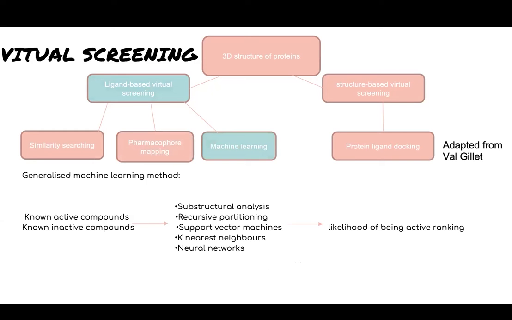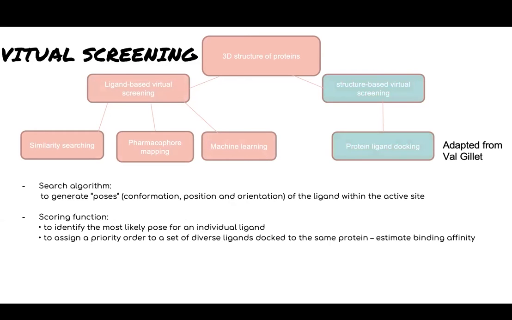For the machine learning, the ligands will go through the substructural analysis, recursive partitioning, support vector machines, k-nearest neighbors, and neural networks to get a ranking based on the likelihood of being active ranking.